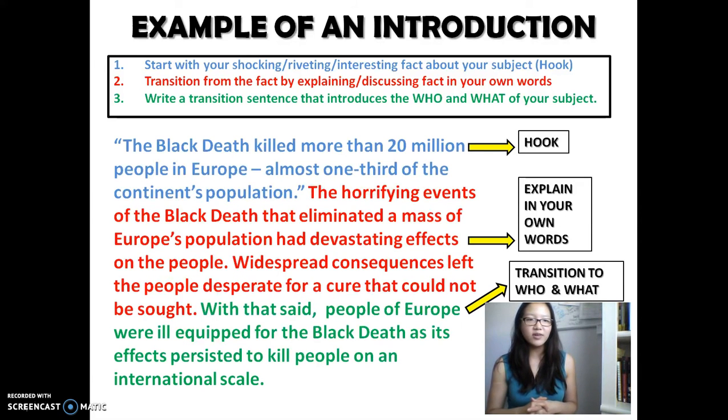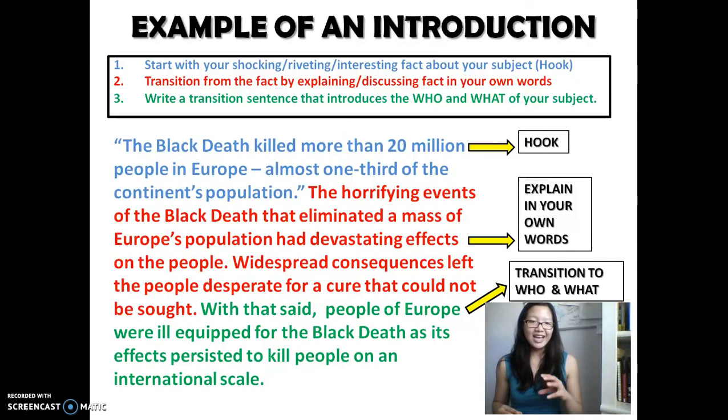So here we have an example about the Black Death. Take a look. In blue, we have it aligning with the first step. Start with a shocking or riveting quote about your subject. Here we have our hook. The Black Death killed more than 20 million people in Europe, almost one third of the continent's population. Now, what kind of hook does this align with? I would say it would be a riveting quotation. So perhaps I found this quote from a really interesting book or article. And it could also count as historical background information.